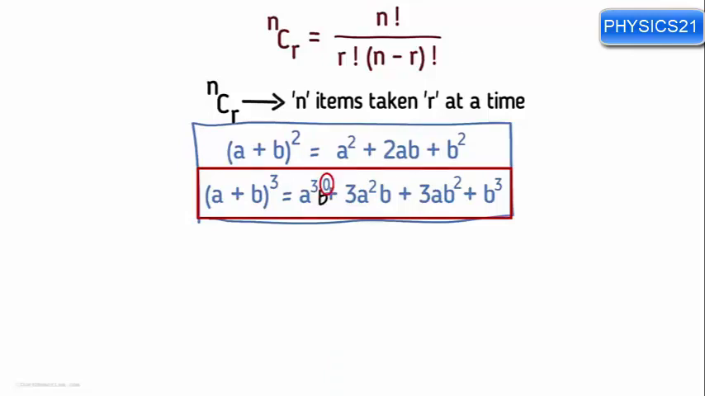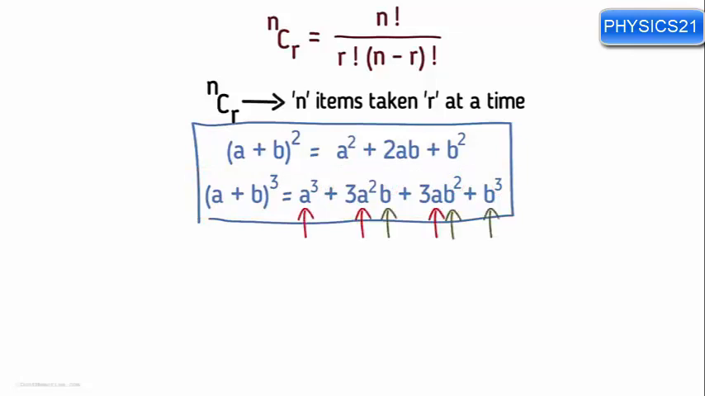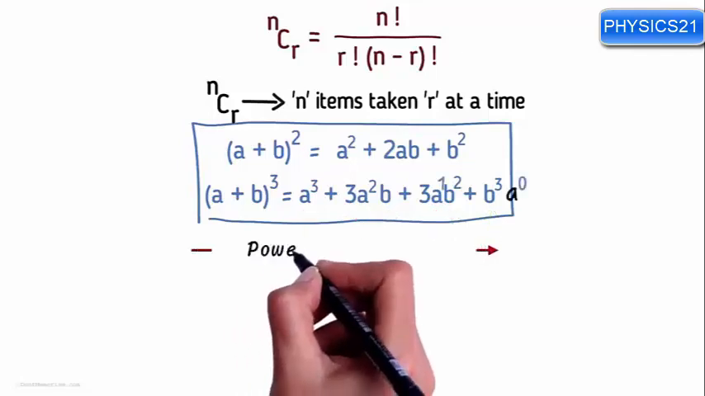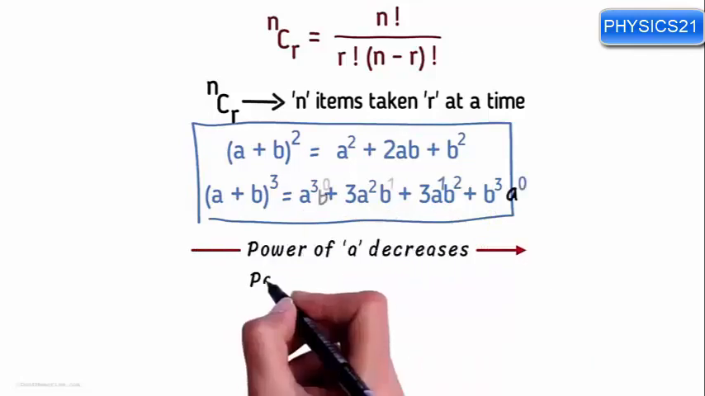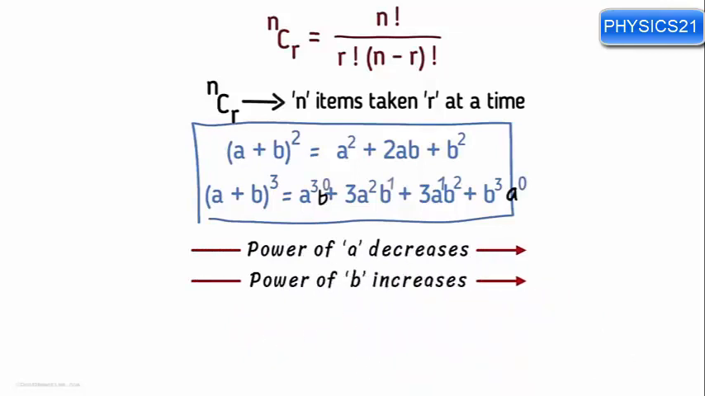Yes, they're 0, 1, 2 and 3. Didn't you notice any pattern in the powers of a and b? Yes, we observe that the power of a decreases and the power of b increases in each term. For a, the powers are 3, 2, 1, 0 and for b, the powers are 0, 1, 2, 3. Let's try and generalize a formula for this.